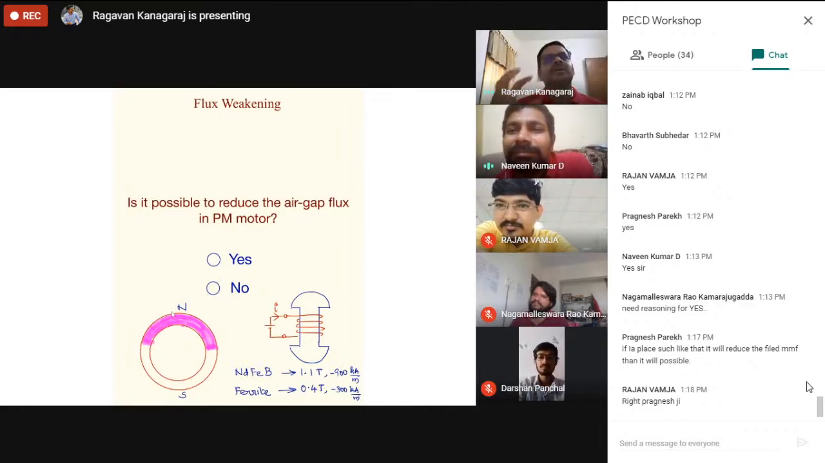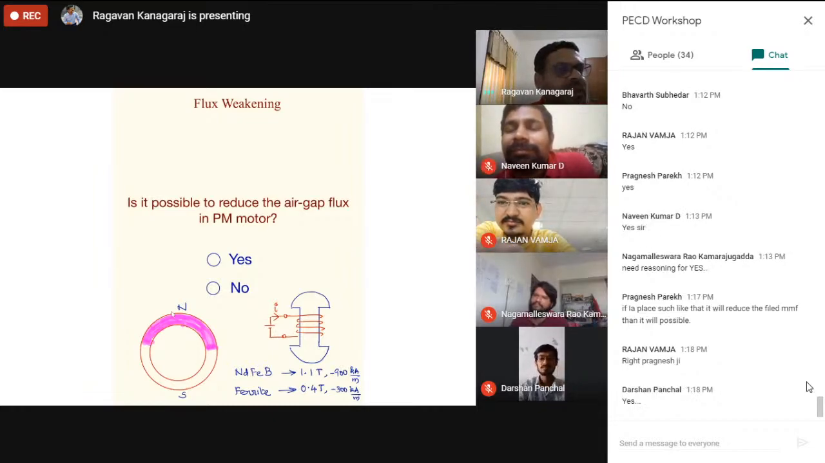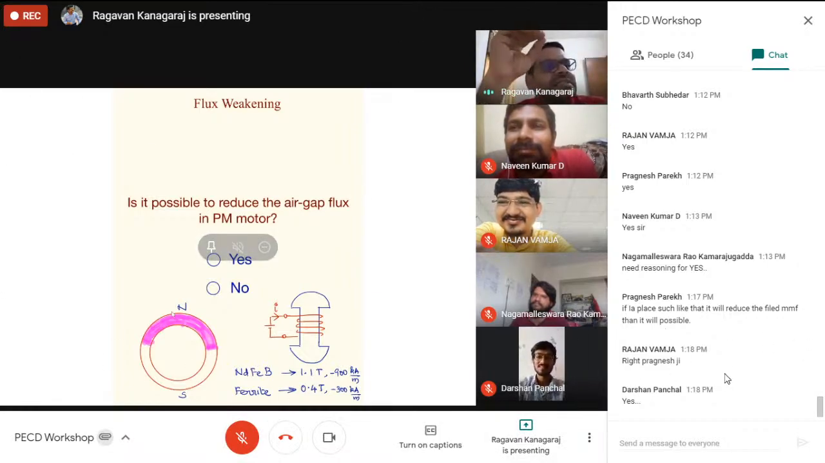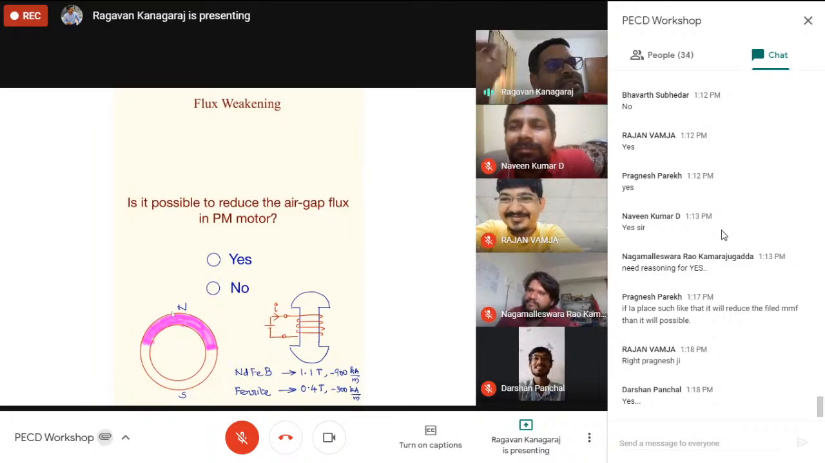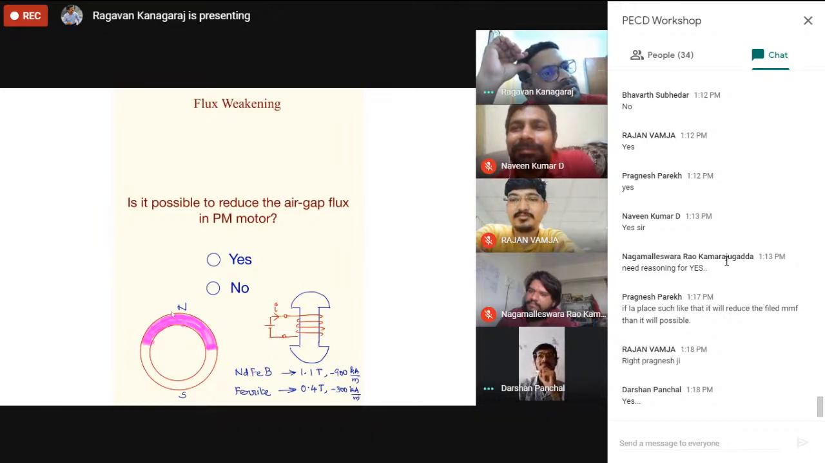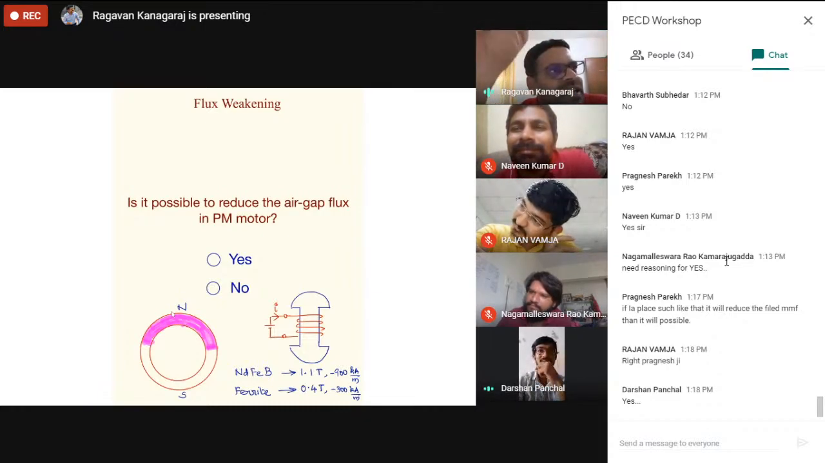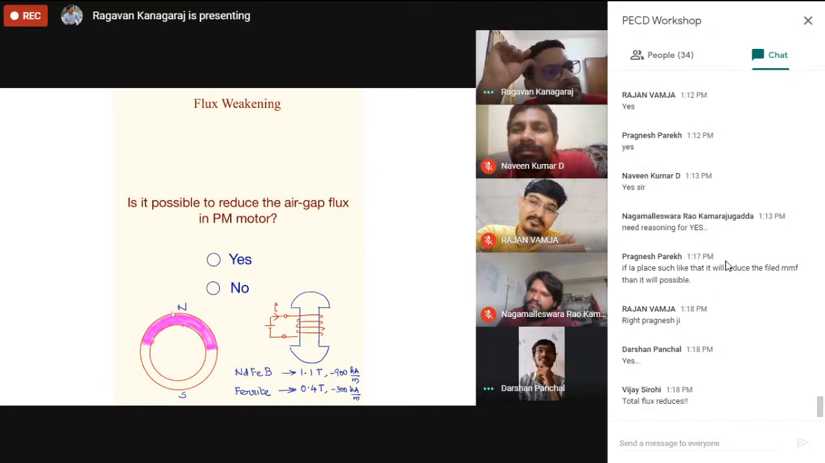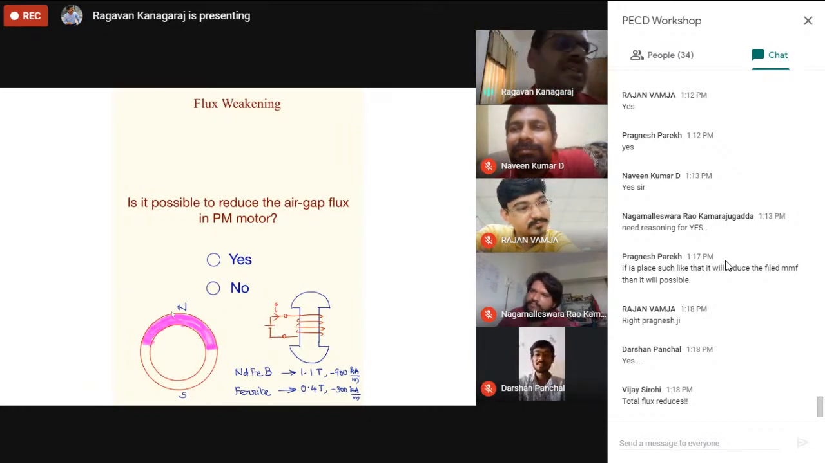So now the flux coming out of the magnet is constant. All right. Now you have another winding, which can be excited in such a way that, fill up the blanks: the armature winding can be excited such that dash. Please fill up the blank. Such that it opposes the magnet flux coming out of the magnet. All right, no? Okay, great.